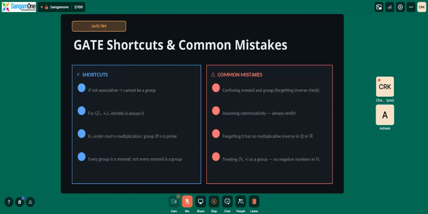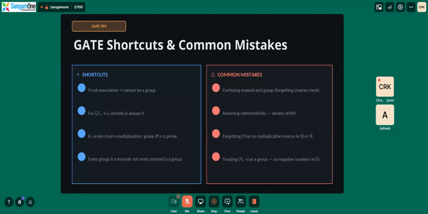Common mistakes include confusing monoid and group. You should say that every group is a monoid, but not every monoid is a group. You should remember the inverse part and map all the closure, associative, and identity laws to the group or monoid, just to confirm what is a group and what is a monoid.